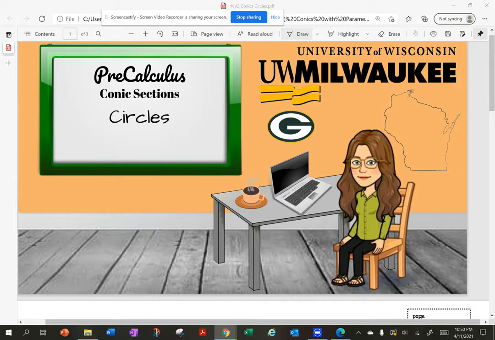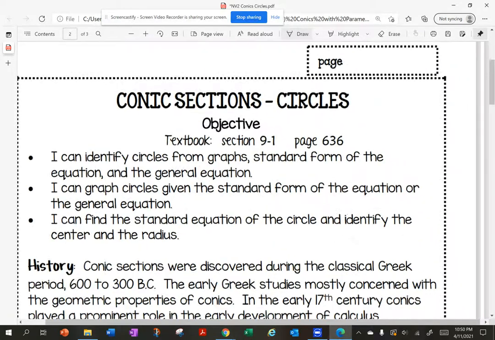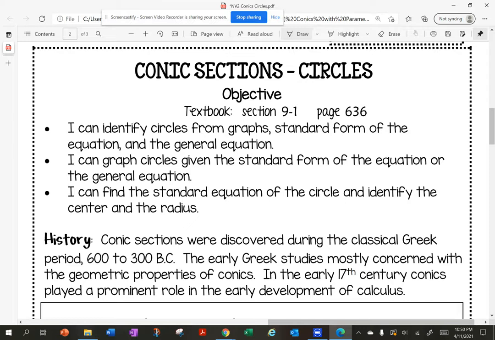Okay, today's lesson is in conic sections, and we're going to talk about circles. My objectives in this lesson are: I can identify circles from graphs, standard form of the equation, and the general form. I can graph circles given the standard form of the equation or the general form. And I can find the standard equation of the circle and identify the center and the radius.